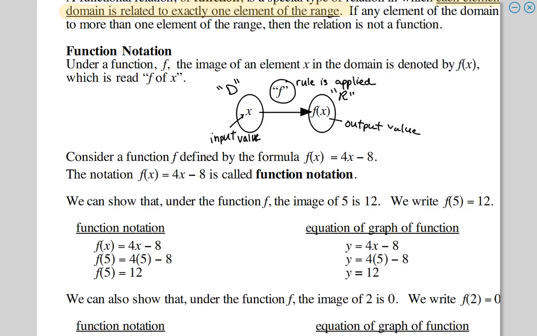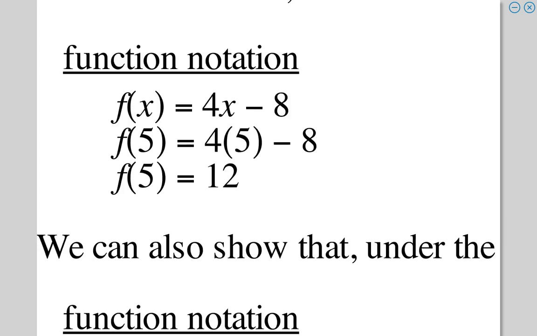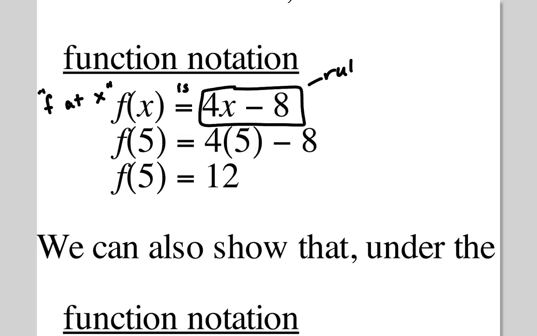Okay, and then they give you the function notation. This is very key, especially headed into Math 30-1. You need to know your function notation. It's critical. All your math after this point, anytime they're talking about functions, you'll use function notation. So let's take a look at the function notation. So it says f at x, and I'll write that over here, f at x is 4x minus 8.